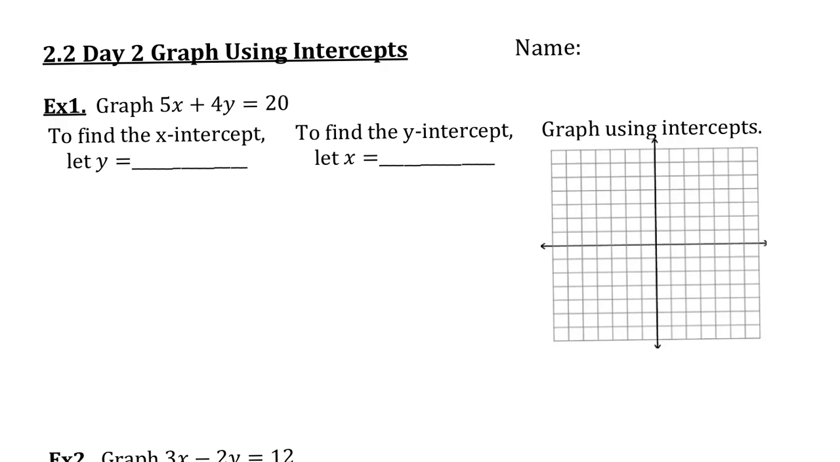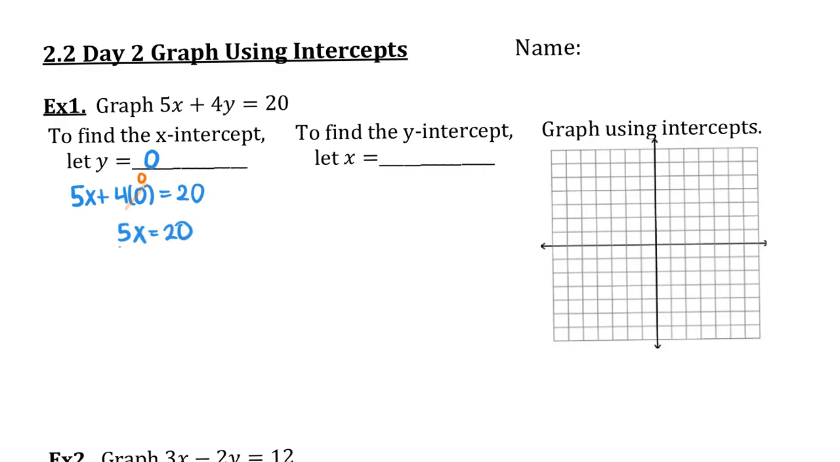As a reminder, to find the x-intercept, we let y equal 0, so we can figure out where the line is going to intercept the x-axis. So let's go ahead and plug 0 into the original equation. Okay, and then if I do 4 times 0, 4 times 0 is 0. So if I do 5x plus 0 equals 20, that's the same as saying 5x equals 20, because the 0 doesn't do anything.